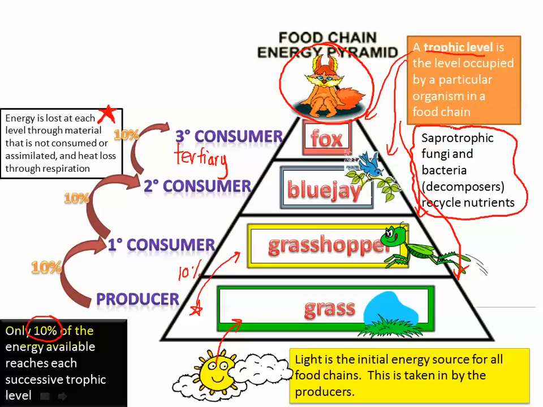Always outside of a food chain or a food web, we'll get into that in a second, are the fungi and the bacteria that will pretty much decompose any of these things. Sorry, my arrows are getting messy, but when a fox dies, its guts and bones don't just stay there. Blue jays as well. Grasshoppers die. Grass is going to die. And then fungi and bacteria are going to break it all down.